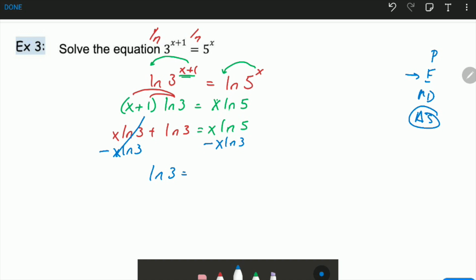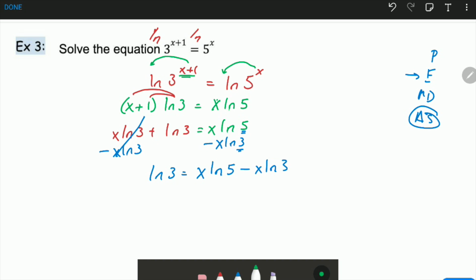Just because they both have x and ln doesn't make them like terms where we can add or subtract the numbers. These are not coefficients. They are part of the logarithms. So it must stay x ln of 5 minus x ln of 3, or you can write it in a different order, but it has to be something to that effect.